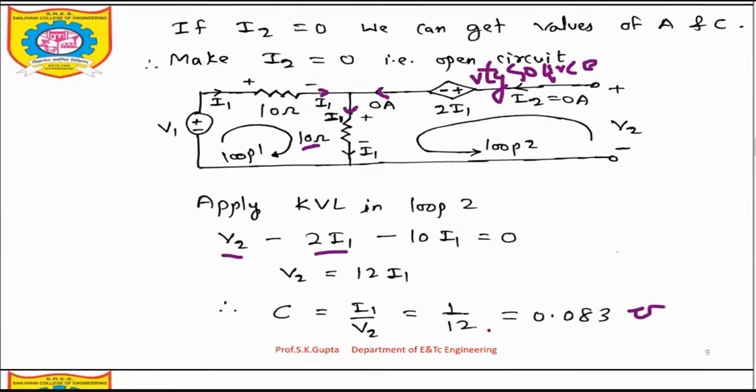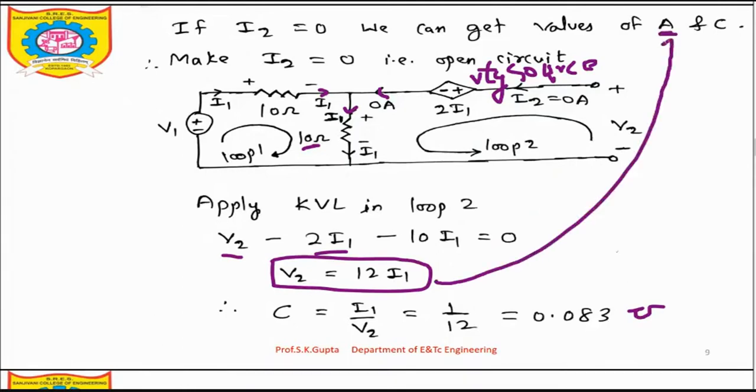So I got the relationship between I1 and V2. This relationship I will use when finding A only. I cannot use this relationship for finding B and D because the conditions were different. For finding A and C, the condition is I2 equal to 0, and for finding B and D, V2 equal to 0 is the condition. So I cannot use this relationship while finding B and D.